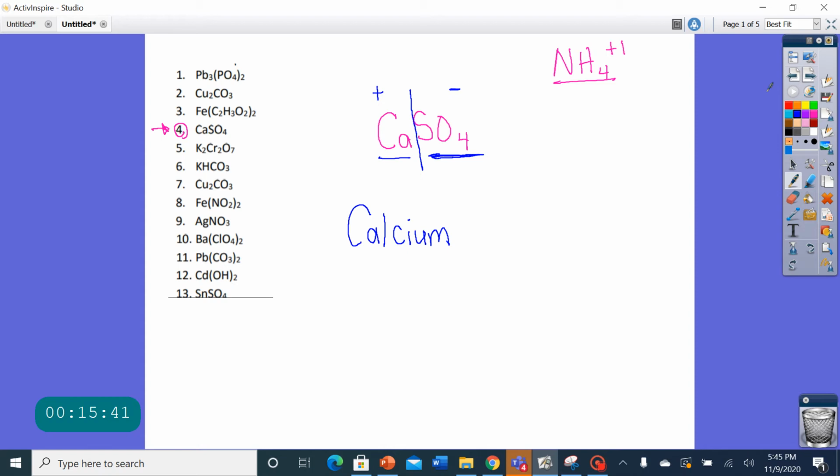So I go back, there I am, and I know that this is calcium sulfate. Notice I didn't have to do the crisscross backwards that I did before. If you don't have a Roman numeral, there's no need to do that crisscross backwards. You just have to look at those ions, okay? So it's actually kind of easier when you don't have Roman numerals and you're naming it, because you don't have to figure out which one it is.